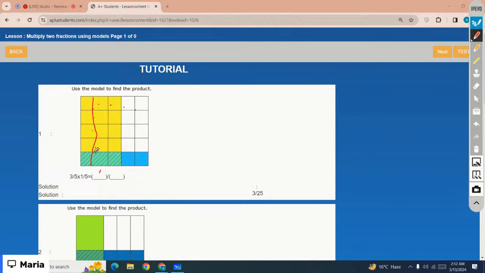You have to look at the ones that have both the lines and the color. So these are the three columns that are common out of all, they have both the colors and the lines. So that means you have 3, divided by the total columns. You have a total of 25 columns, so that would be 3 over 25, right? That's how you can find the product using the model.